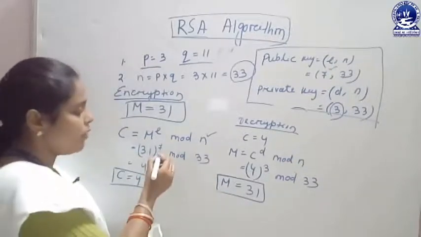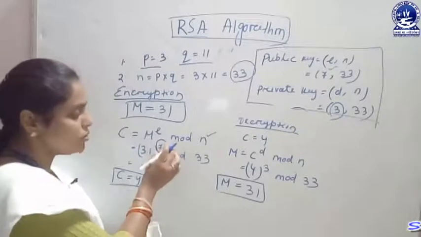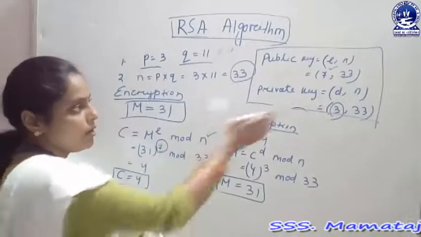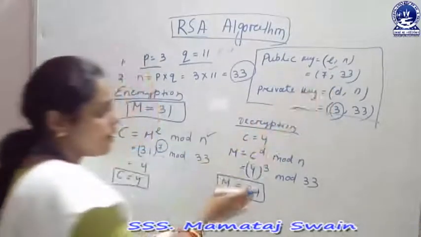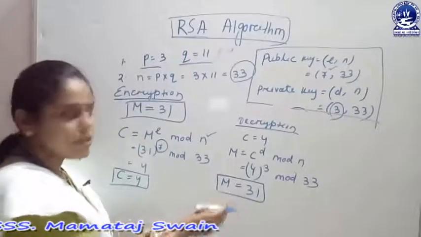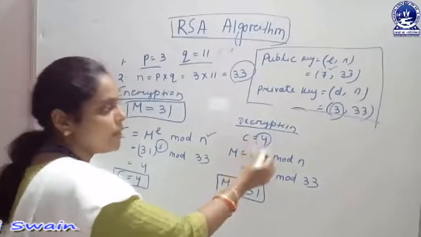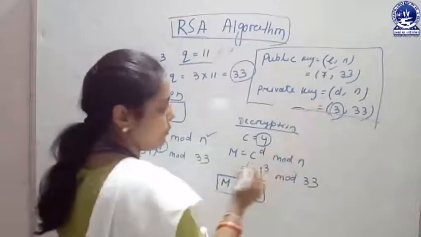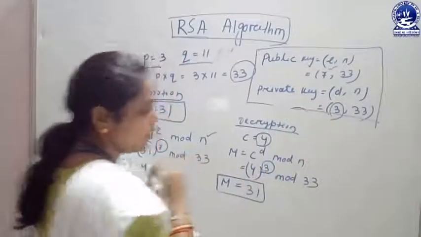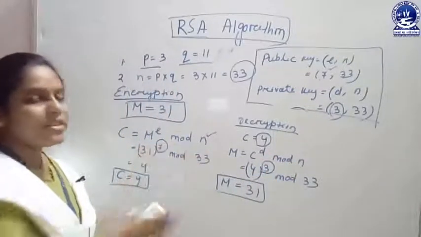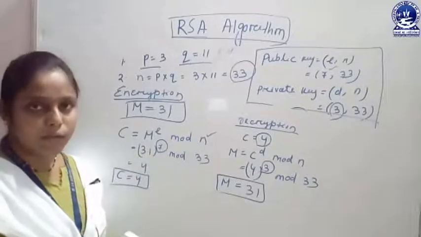Now this is our ciphertext and this is our plain text, and this follows the public key crypto system. That means when we encrypt the message we use the public key, that is the value of e, and when we decrypt the message we use the private key, that is the value of d. Here this one, 3. This is all about the RSA algorithm.